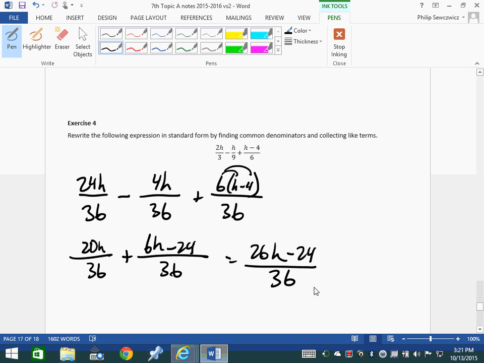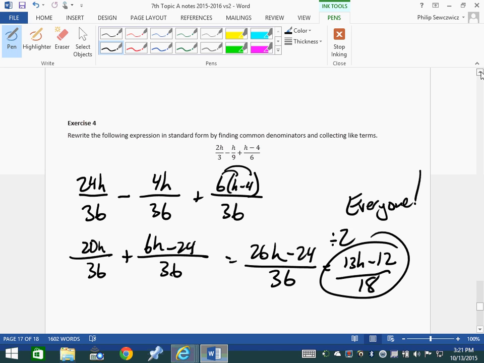One of the things that we want to watch for, we can talk about later, is simplifying. But the main thing that's going on here is, is there a number that fits into 26, 24, and 36? Yeah, 2. So we can actually simplify this down, so we can divide everyone by 2. It has to go into everyone though. If it doesn't go into everyone, then you cannot do it. So that'd be a 13h minus a 12 over 18. And there's my official answer.